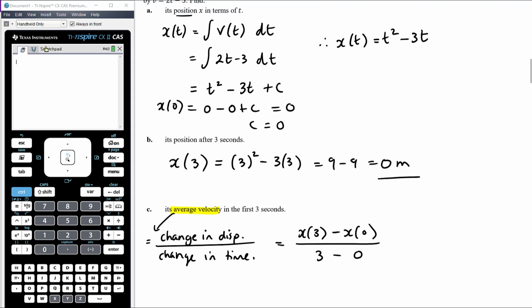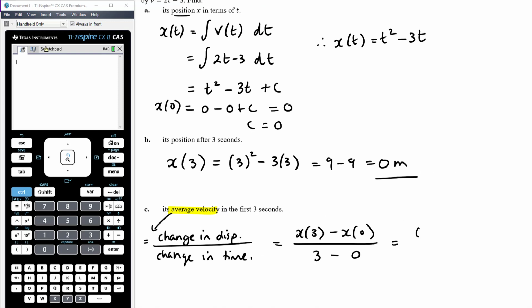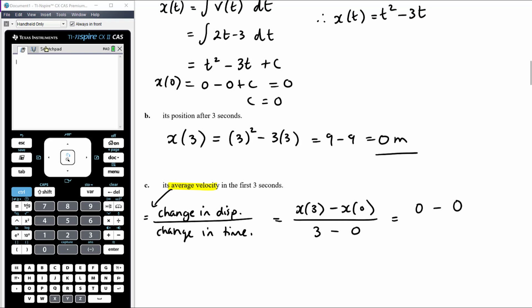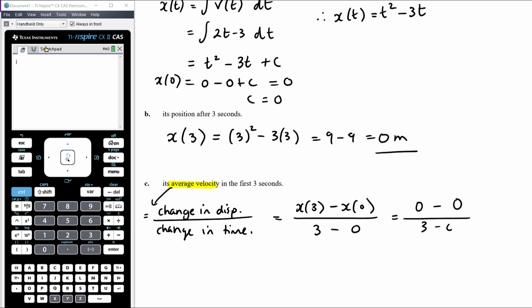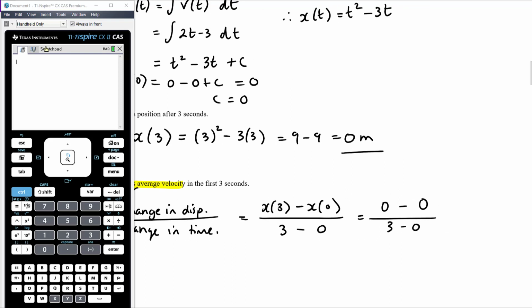So x of 3 is 0. We've just worked that out in part B. We already know x of 0 is 0. That's given to us in the question. The object starts from O. So we've got 0 divided by 3, and so the average velocity in the first 3 seconds is 0 meters per second.